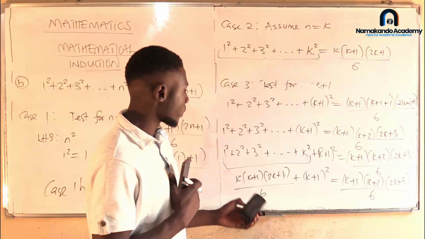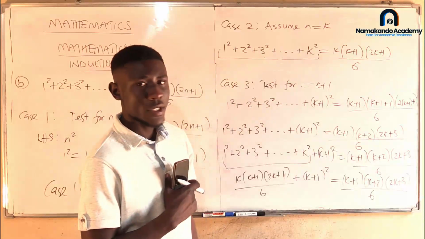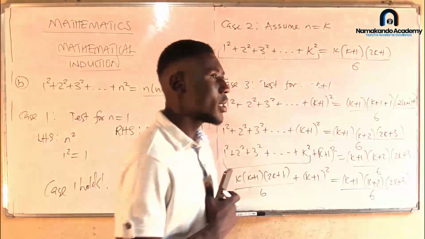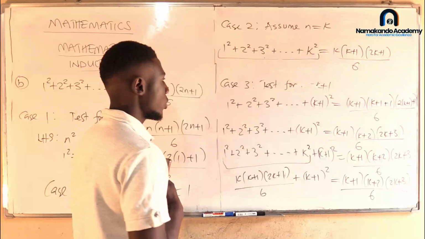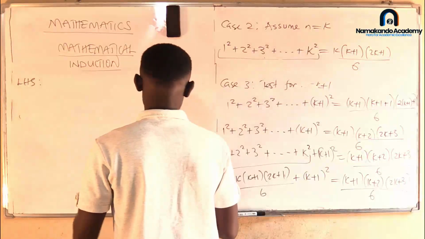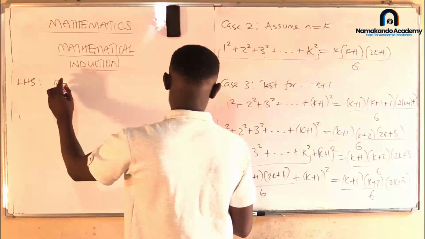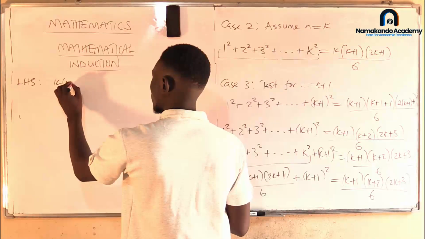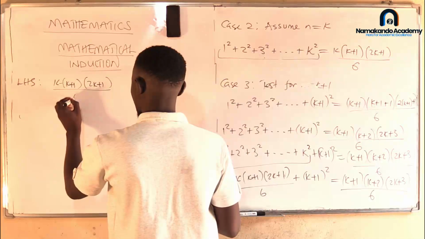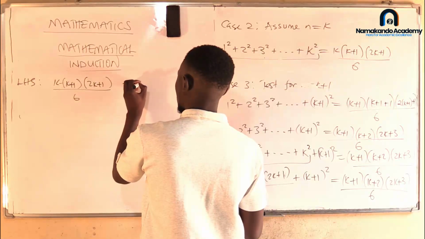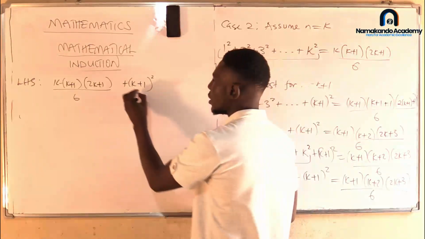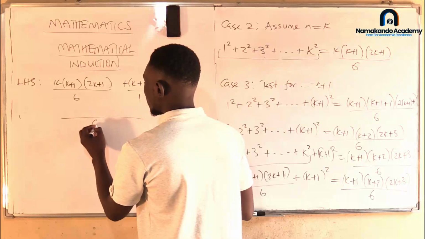What we do next is simplifying the left hand side. The end result should give us the right hand side. And if that happens, then our statement is true by mathematical induction. Left hand side. So this can be expressed as a single fraction, divided by 1, common denominator is 6.